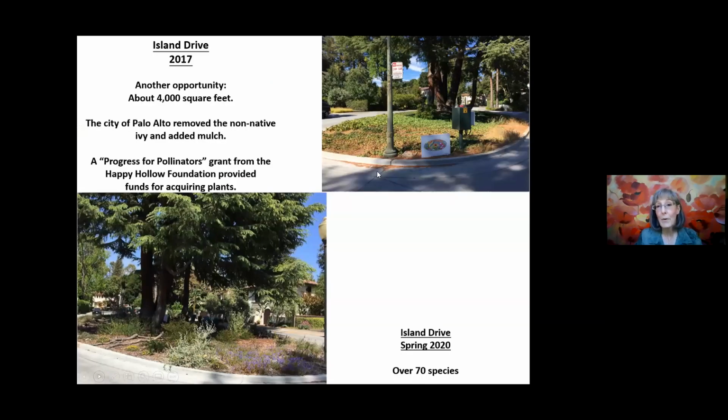Island Drive, another opportunity. Here's the before shot. As you can see, ivy, really, and a big tree in the center. And I approached the Happy Hollow Foundation. They have a Progress for Pollinators grant program, and they funded this particular garden, and so we planted that up, and this garden has over 70 native plant species. And I just took that picture a few days ago.